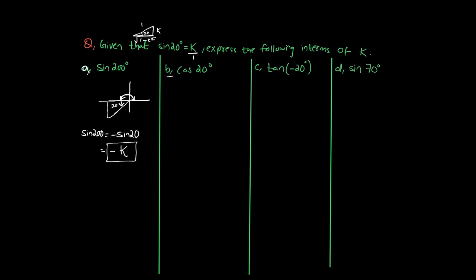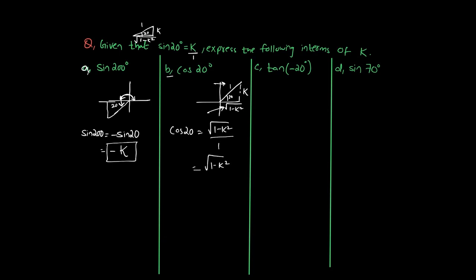In the second part, you are being asked to evaluate cos 20. So your angle is in the first quadrant, 20 degree, where this value is k, this value is square root 1 minus k square, and this value is 1. So cos 20 degree is right in front of you. Cos theta is a ratio of adjacent over hypotenuse. So square root 1 minus k square over 1, which is square root 1 minus k square.